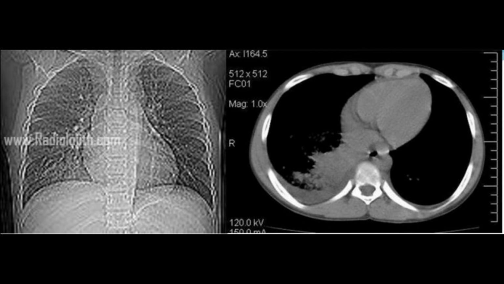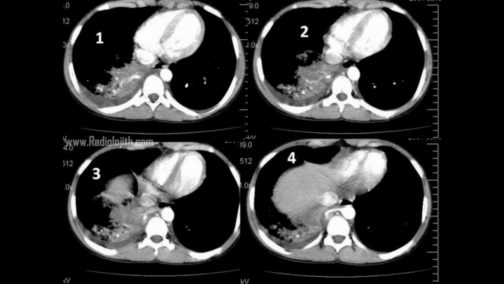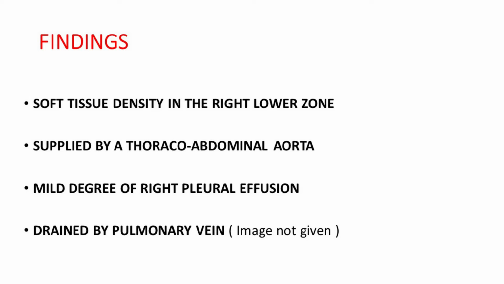Are you ready? Okay. I'll give you the findings. There is a soft tissue density in the right lower zone, which is supplied by a thoraco-abdominal aorta. You can see mild degree of right pleural effusion. This has been drained by a pulmonary vein. The image is not given here.